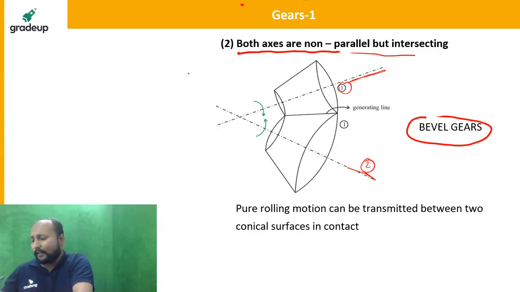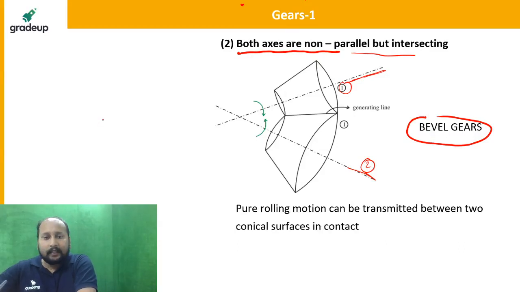Anyone? Very basic thing you might have seen. Please tell me where you have seen the application of bevel gear. Because bevel gear is very commonly used, and I presume more than 90% of you might know where we are using the bevel gears. Bevel gears are basically used when the axes are intersecting but not parallel.